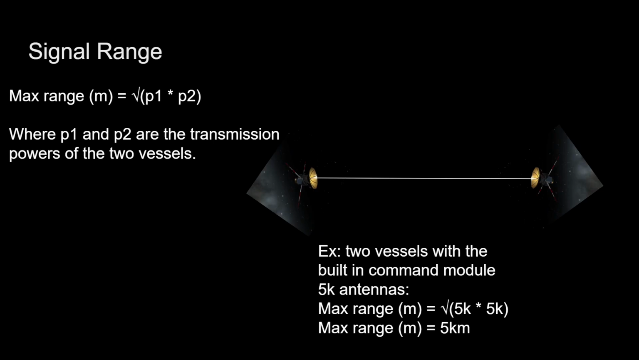So, for example, you have 2 vessels with the built-in command module, which has 5K antennas. The maximum range would be the square root of 5K times 5K, which is just 5K. So your max range would be 5 kilometers. Now, 2 vessels with command module antennas won't be able to talk to each other. Get to that soon, the relay section.